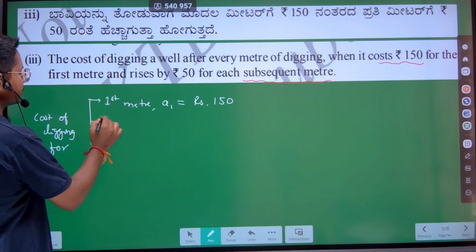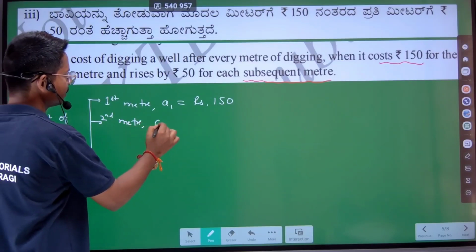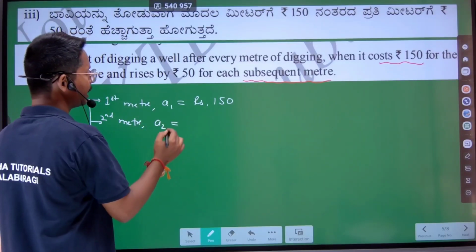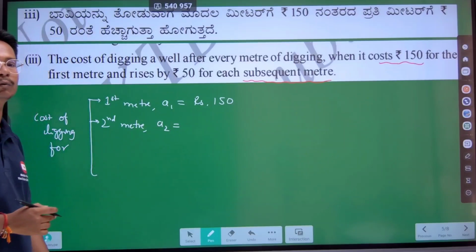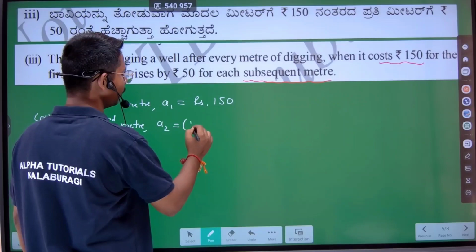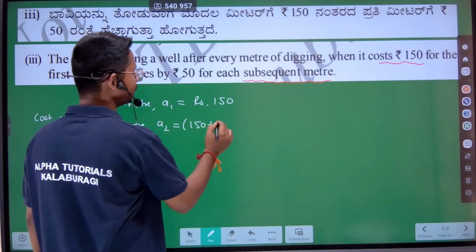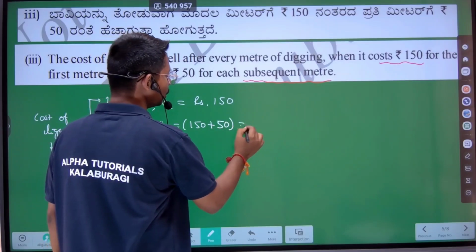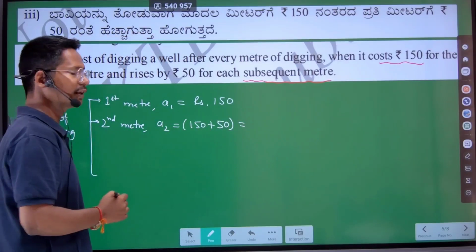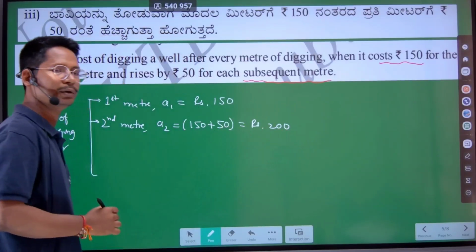Next, for the second meter, which I indicate as A2, they are adding 50 rupees. It means 150 rupees for the first 1 meter, and for the second 1 meter they add 50 rupees. So the total for 2 meters of digging is going to be rupees 200.